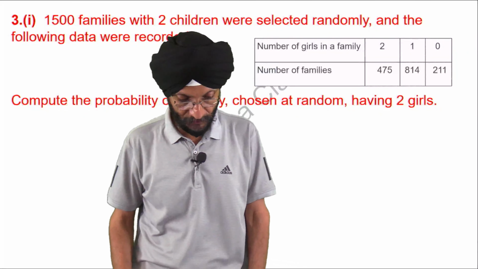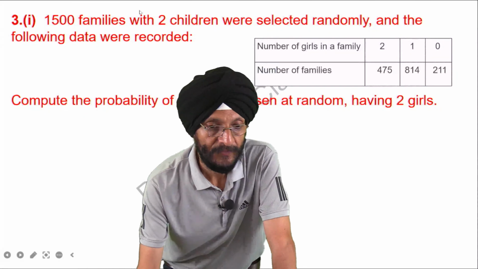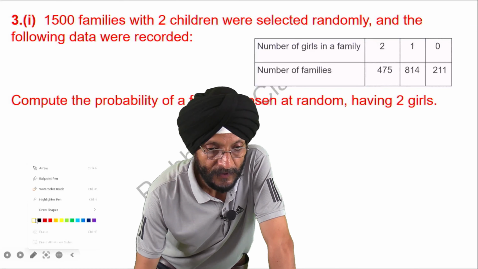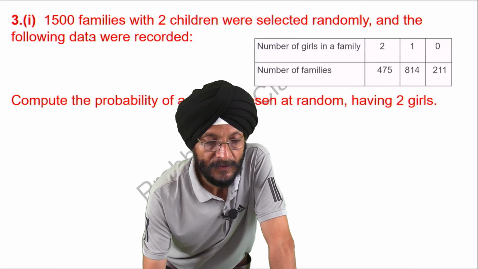Now the question before us is: 1,500 families with 2 children were selected randomly and the following data were recorded. This is the data before you. Compute the probability of a family chosen at random having 2 girls. So now what is the question?